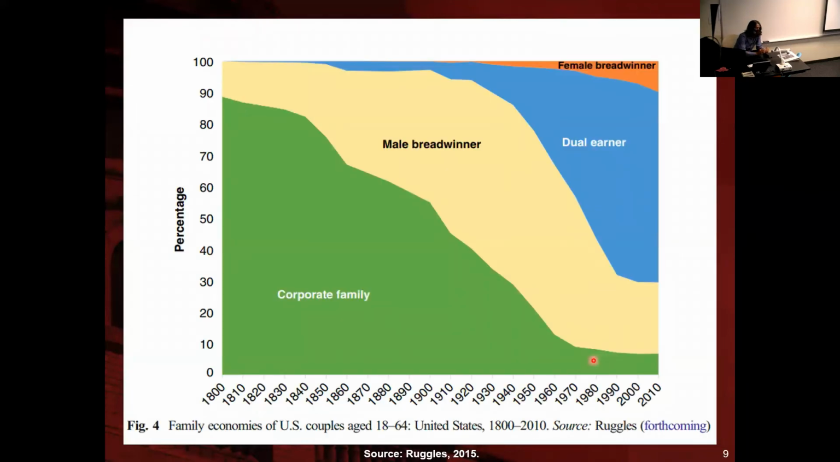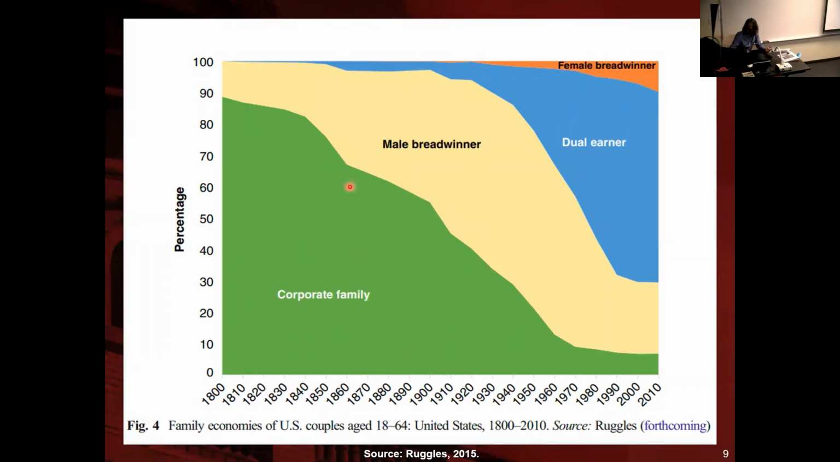One important change that we observe in the US is the composition of families. And here, Stephen Ruggles divides them into corporate families, male breadwinner, dual earners, and female breadwinners. Corporate families are pretty much families living in agricultural production. So I have a very small piece of land and we produce some things on our land, and then we exchange for food in the market and so on.